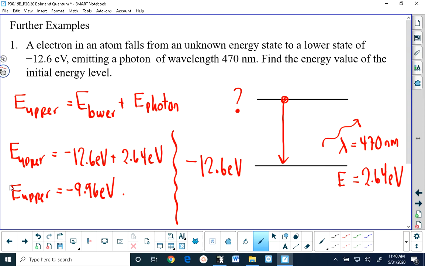And again, I want to point out to you that had this question said, an electron goes from an energy level of negative 12.6 eV up to a higher level by absorbing a photon of 470 nanometer wavelength, the answer to the question would still be found the same way. The upper energy level is called the upper energy level because it's higher. It's higher physically and it's higher mathematically. It has a higher energy value. You always take the lower and add a photon energy to get a higher.